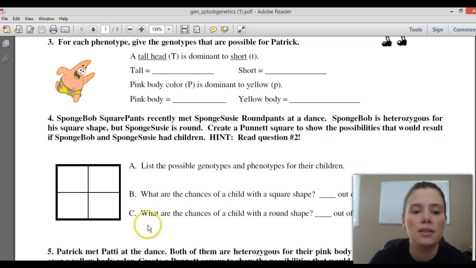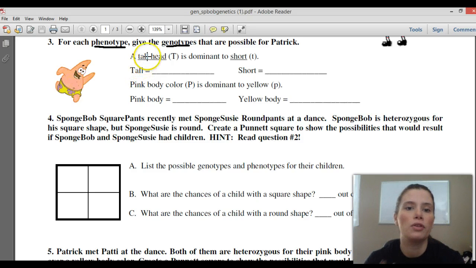Okay, so this is asking you to do the same thing only backwards, okay? Let's read the directions first. It says, first, each phenotype gives a genotype that are possible for Patrick. So it's given us the phenotype. Now we need to determine the genotype. So a tall head, big T, is dominant to short, little t. So if we have tall, that's our phenotype. That's what we're seeing. What are the genes present in this organism? Or what could they be?